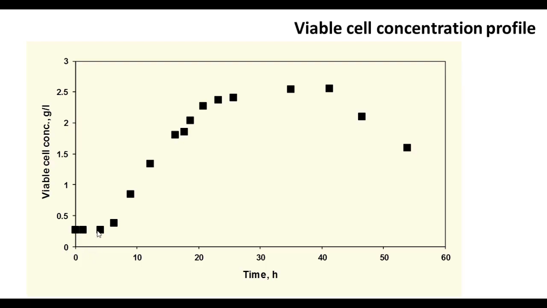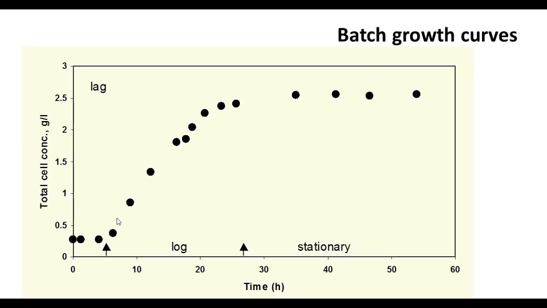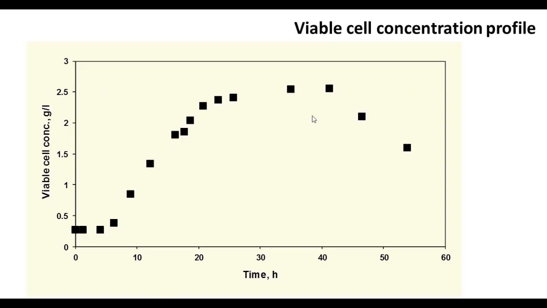As you can see, there is a good overlap of the viable cell concentration with the total cell concentration in this region, and then at around 40 hours it starts going down as expected, because the viable cell concentration would drop after some time in the stationary phase. You enter the death phase, which will show up in the viable cell concentration profile. It does not show up for a long time in the total cell concentration profile.